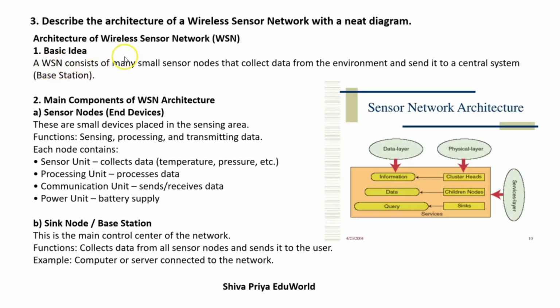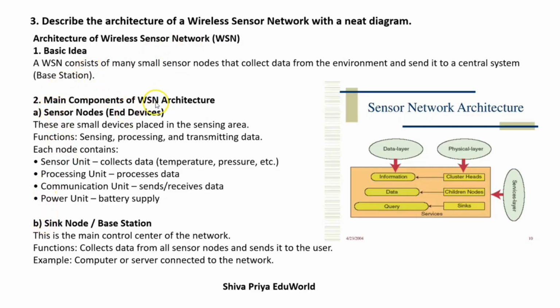It consists of many small sensor nodes. After that, they collect the data from the environment. Whatever sensor nodes it has, everything will collect the data from the environment. After that, it will send that particular data to the central system, that is the base station. This is how exactly the wireless sensor network works. Clear? You can easily understand the next step here.